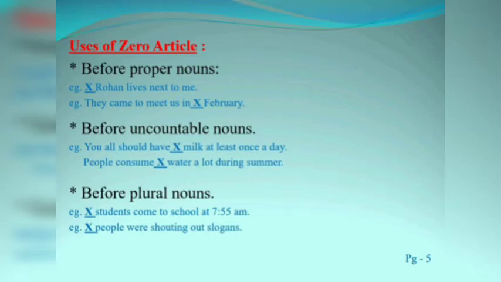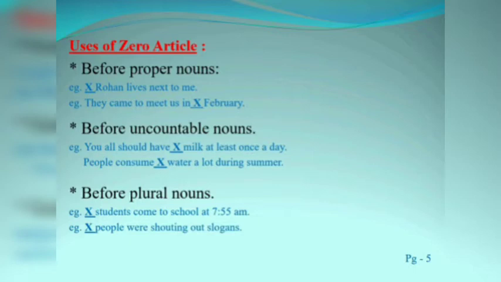Next rule says before uncountable nouns. For example, you all should have dash milk at least once a day. Here the word milk is an uncountable noun, therefore we have not used here a, an or the. Next sentence, people consume dash water a lot during summer. Here the word water is an uncountable noun, therefore we have not used here a, an or the.